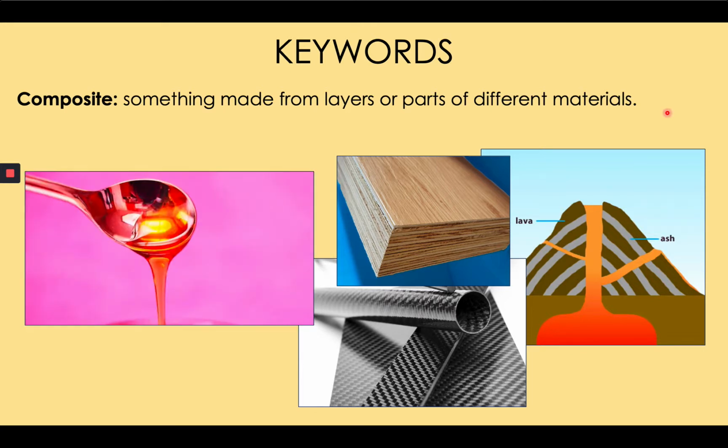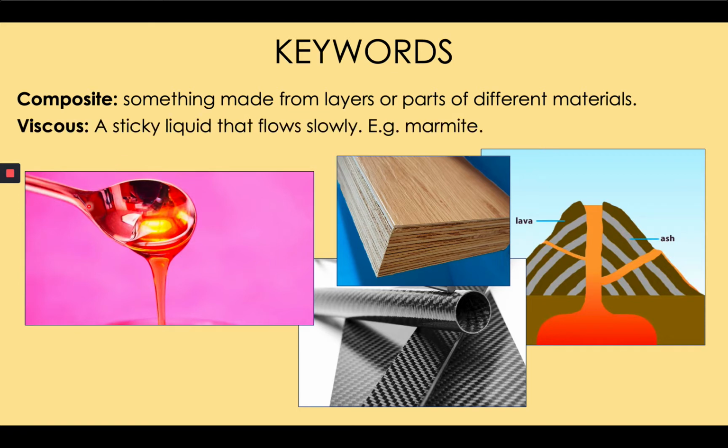And the other word today is this. This is a liquid, maple syrup, that isn't as watery as some liquids. It's said to be viscous, which means it's sticky and it flows slowly, for example Marmite or honey. This is similar to lava that flows out of a volcano.